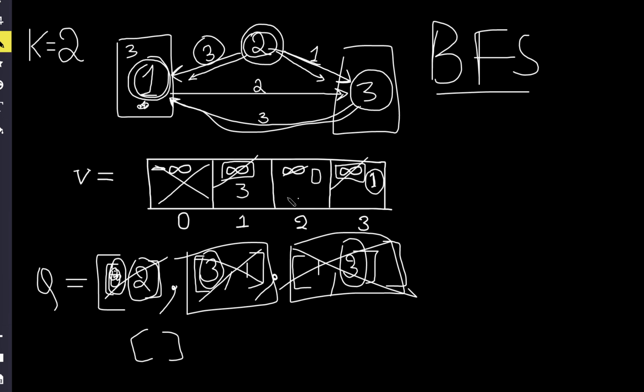So finally the result will be the maximum element in the visited array. The maximum element of the visited array is 3, so our answer will be 3. So this is our BFS approach.